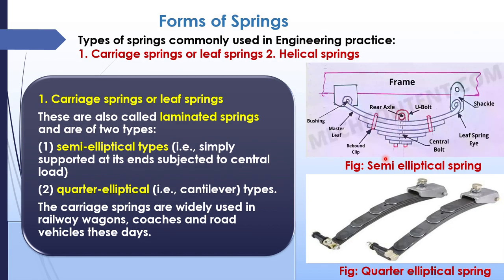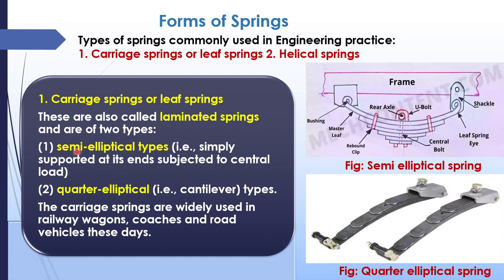So the main categories of springs are bending springs and torsion springs. Out of that, the commonly used springs for engineering practices are carriage springs or leaf springs, which we have already discussed as bending springs, and helical springs, which we have already discussed as torsion springs. The technical terms used for the springs which we are using in engineering practices are these two. The first one is the carriage spring or leaf spring.